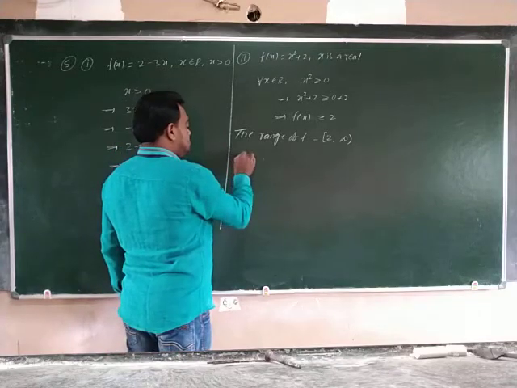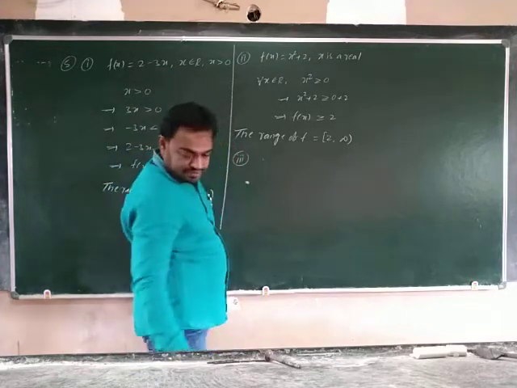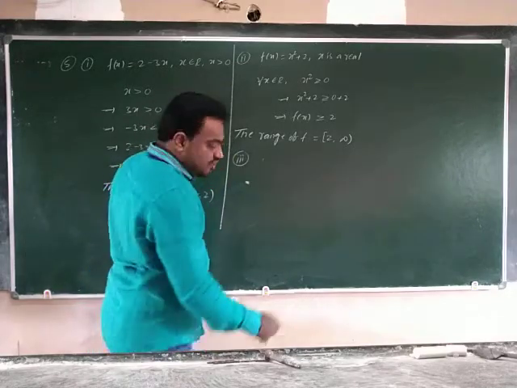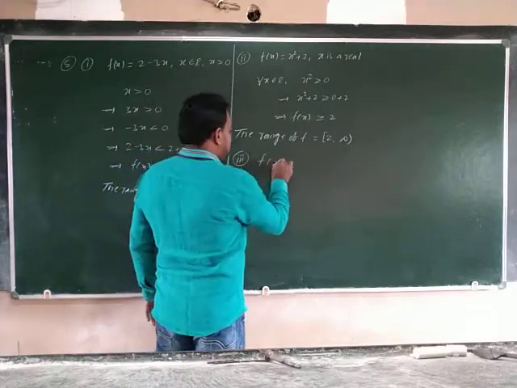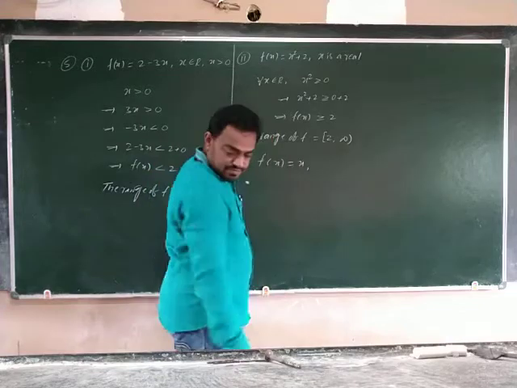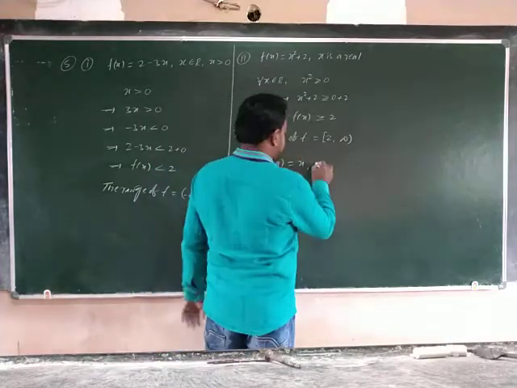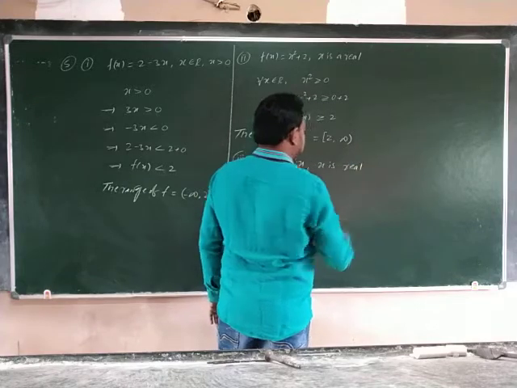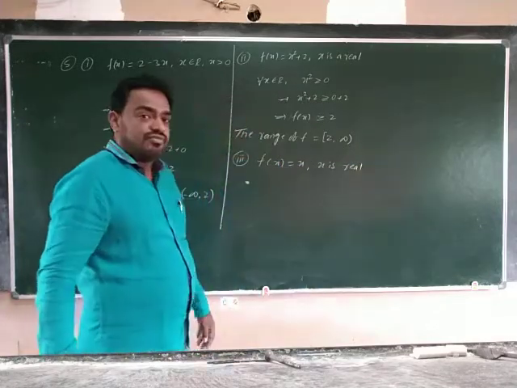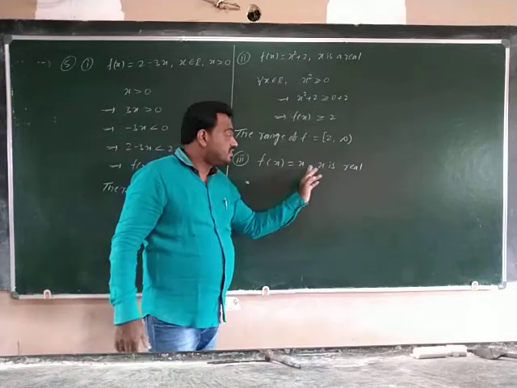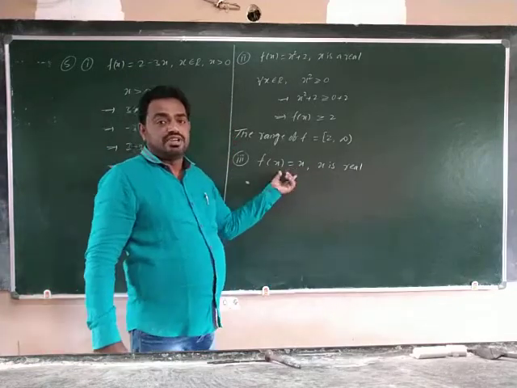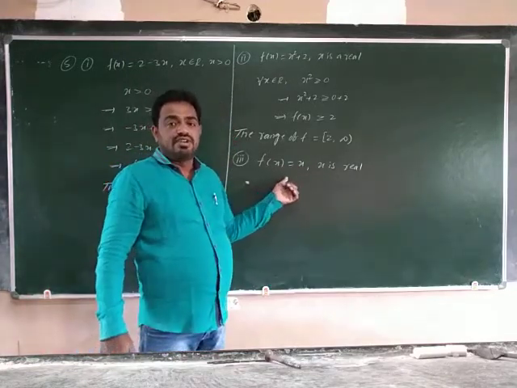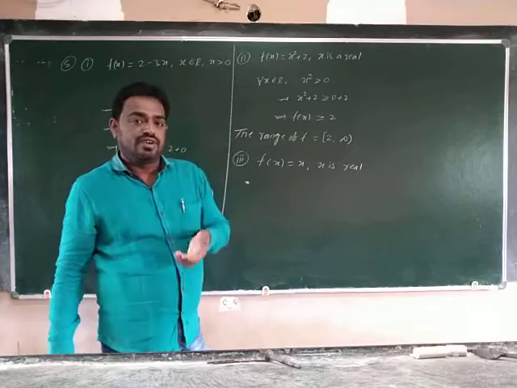The next, the last third one. F of x is equal to x, x is real. F of x is equal to what? X, x is real. What is this function? F of x equal to x. It is the identity function.